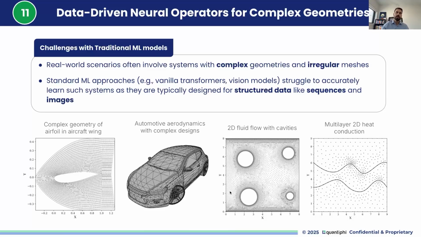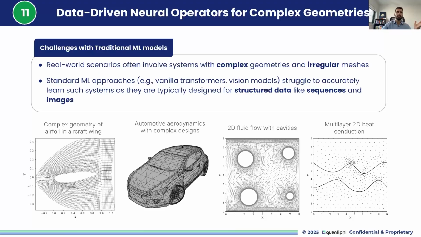Now, changing gears, so far we have been talking about relatively very simple geometries and 1D cases. But when we look at real-world case studies, we often face more complex geometries and irregular meshes. Some examples here, for example, when we want to design an optimal airfoil for an aircraft wing, or when we look at the aerodynamics of vehicles. These all have very complex geometries.